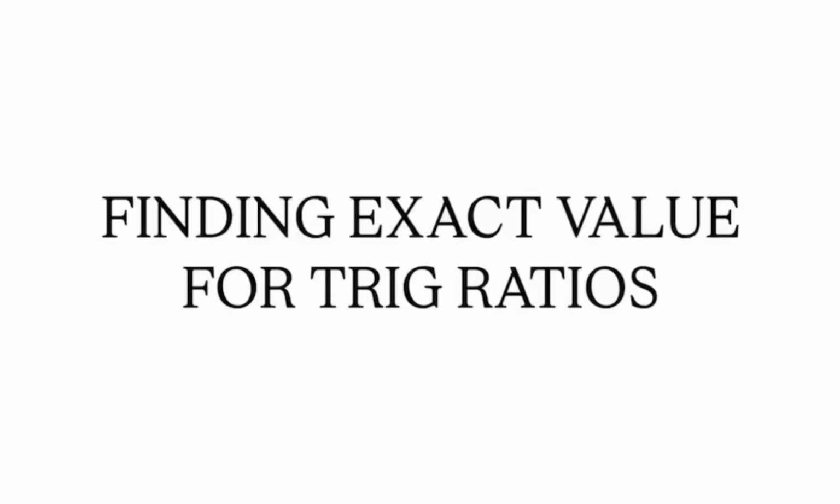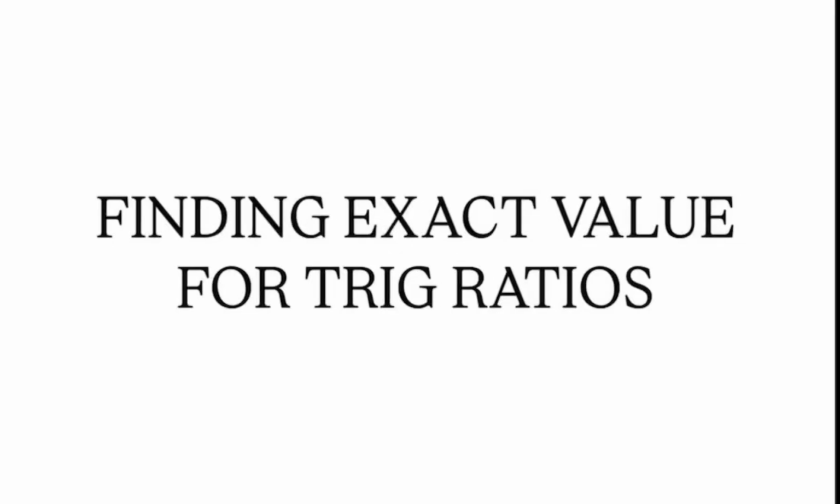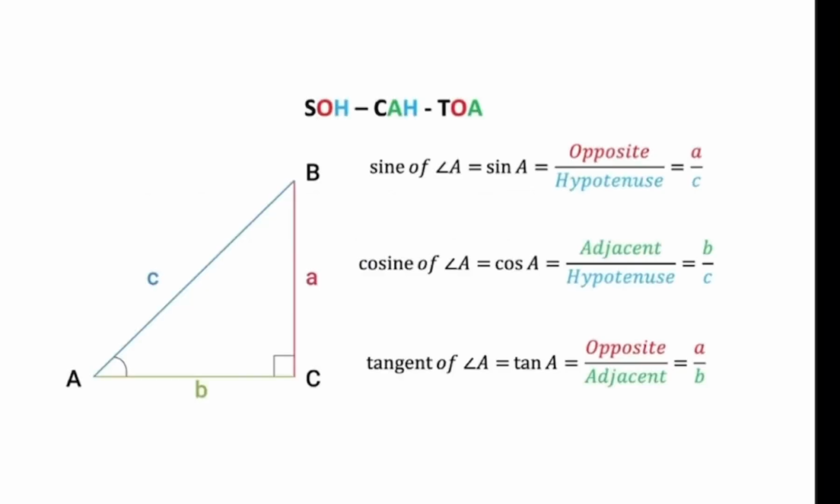For today's lesson is how to find the exact value for trig ratios. So before we begin, I'm going to be talking about some important information we're going to need for finding the exact value. So first is SOHCAHTOA. SOHCAHTOA is used to find the sine, cosine, and tangent ratio of an angle in a right triangle.